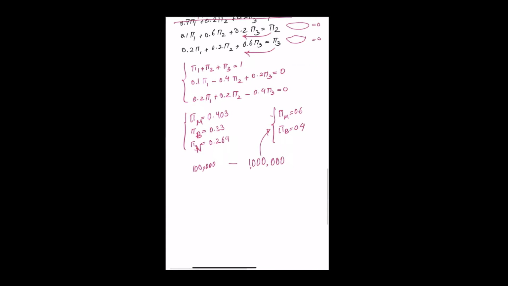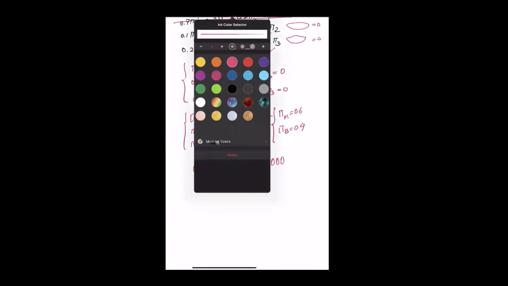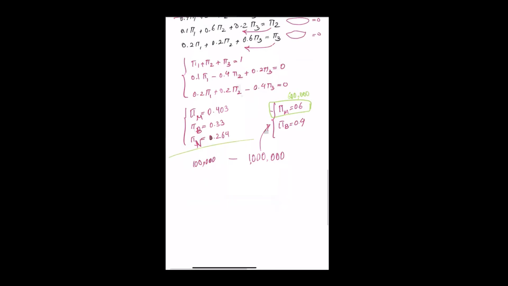We can calculate the profit that he gets before and after. Right now the profit of restaurant M is 60% of this 1 million, so that's 600,000. That's the profit before. So how do you calculate the profit after? We add them together. So what is the market share for the guy who owns restaurant M?